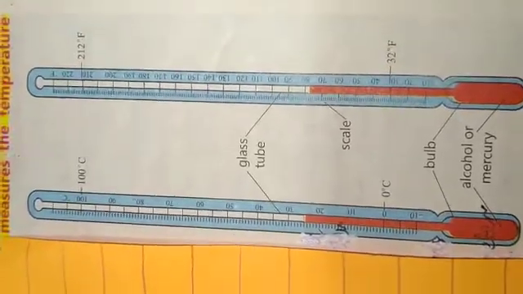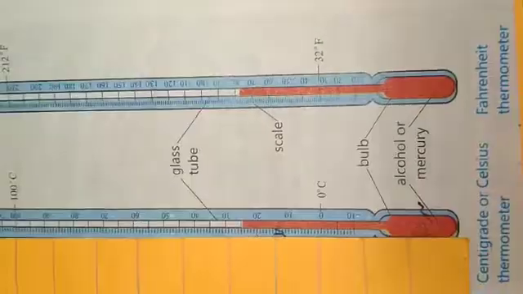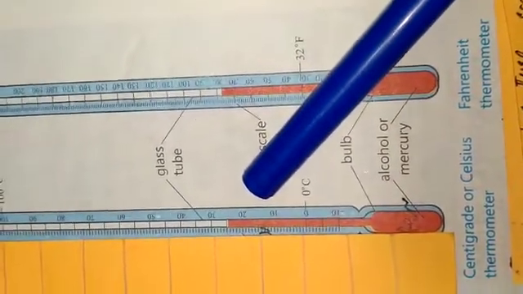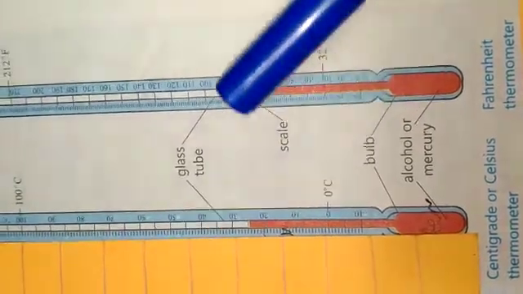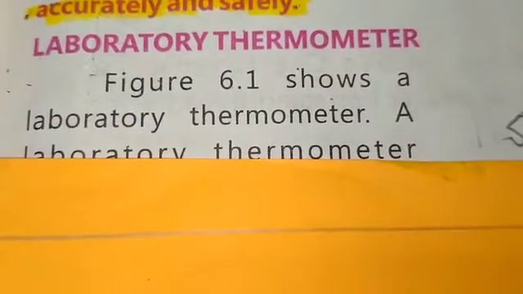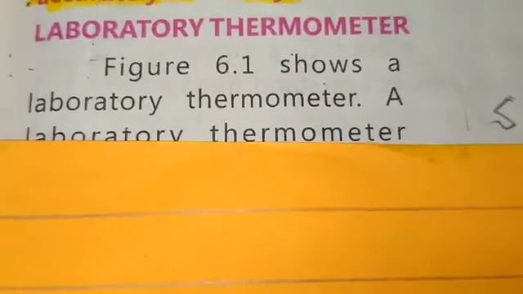These are the laboratory thermometers. This thermometer is centigrade or Celsius thermometer and this is Fahrenheit thermometer. Laboratory thermometer. Figure 6.1 shows a laboratory thermometer.